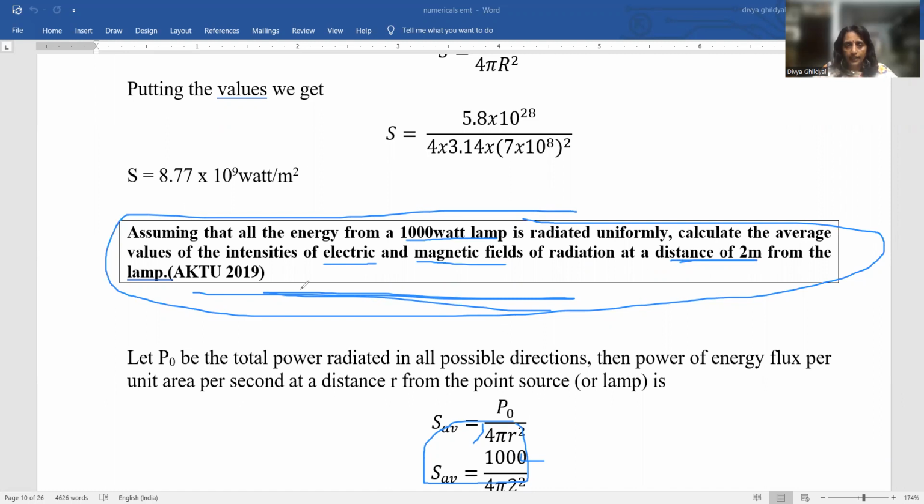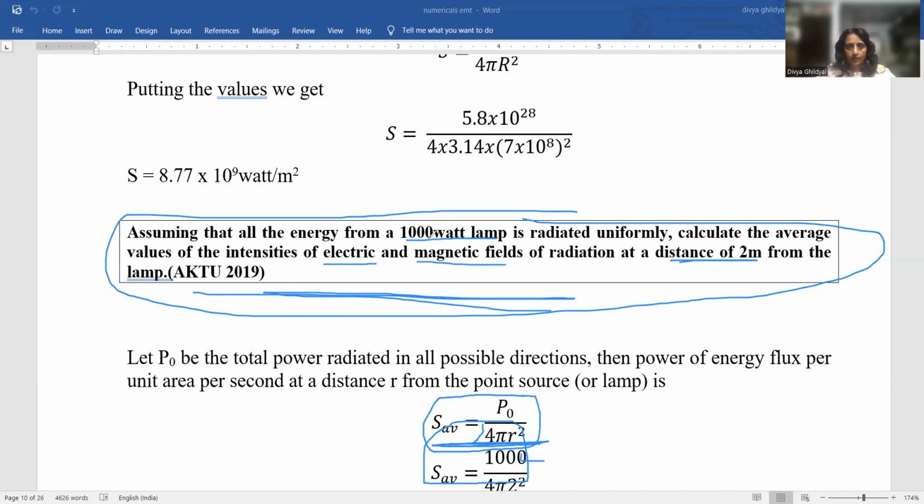Now look at the numerical again. It uses the same formula we used above, S is equal to power upon area. This is again the Poynting vector formula. Let P naught be the total power radiated in all possible directions. Then the energy flux per unit area per second at a distance r from the point source or lamp is S is equal to P upon 4 pi r square.